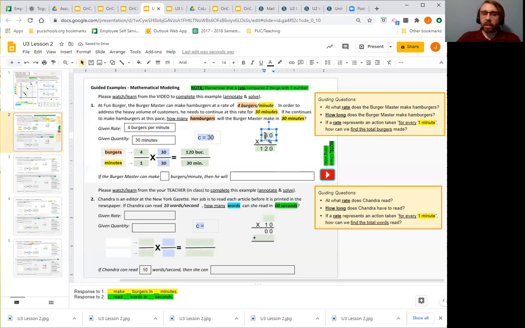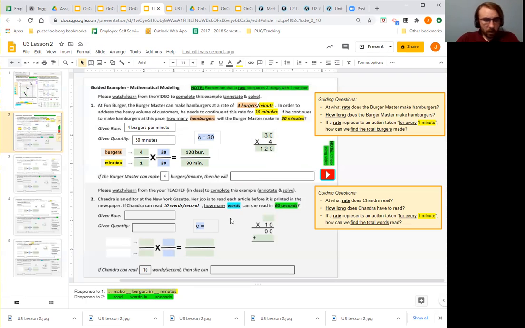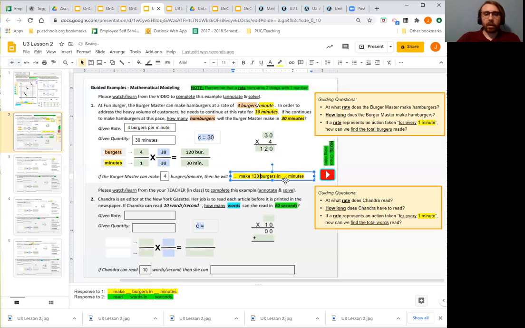If you didn't provide a space for the 30, if you just put it off to the side, then that's fine as well. So 30 multiplied by 4 gives us 120, and that's the number of burgers. If the burger master can make 4 burgers per minute, then he will, let me copy and paste this from the speaker notes, then he will make 120 burgers in the 30 minutes. All right, and there is our response.